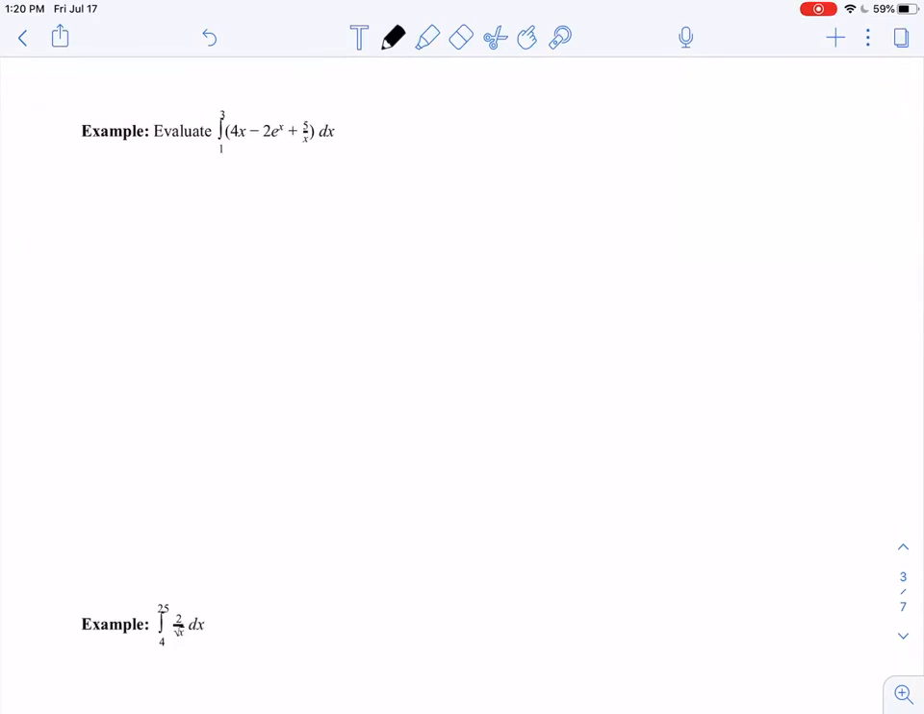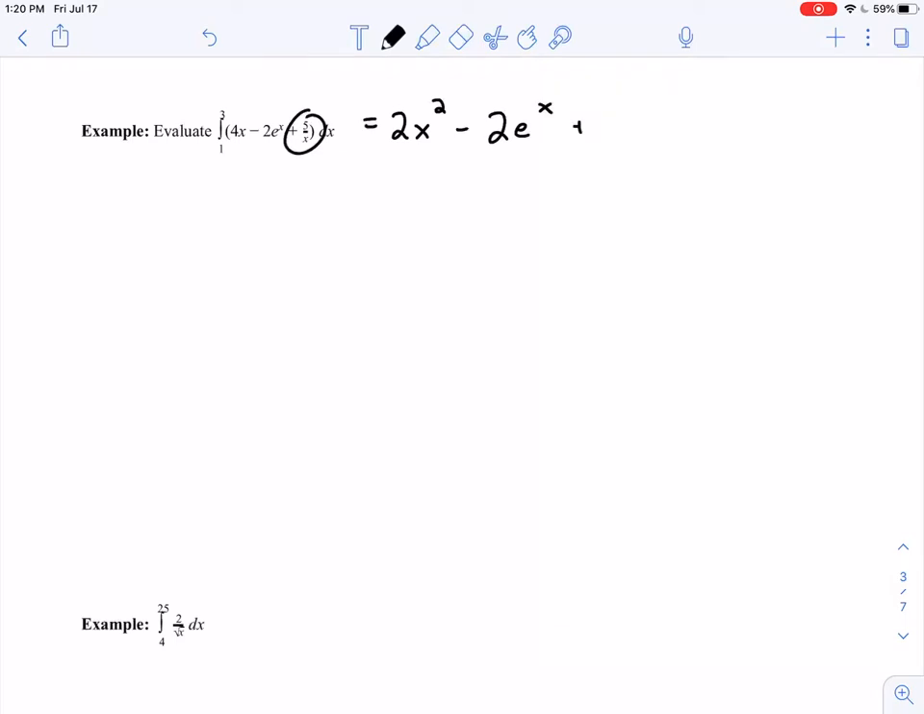Here I have the definite integral from 1 to 3 of 4x minus 2e to the x plus 5 over x dx. So again, I want to first of all find my indefinite integral. I want to find the antiderivative first. So antiderivative of 4x, that's a power rule, so that'll be 2x squared. Minus antiderivative of 2e to the x, that should be minus 2e to the x.